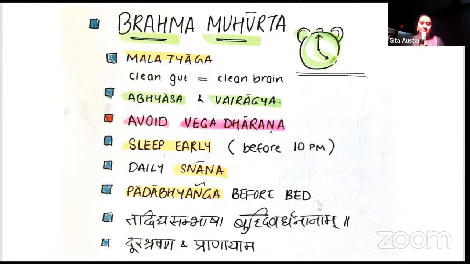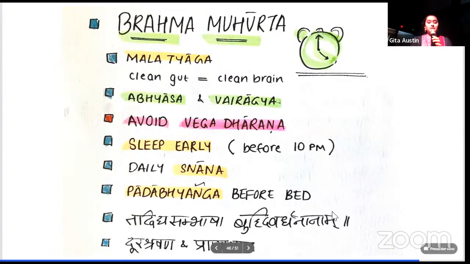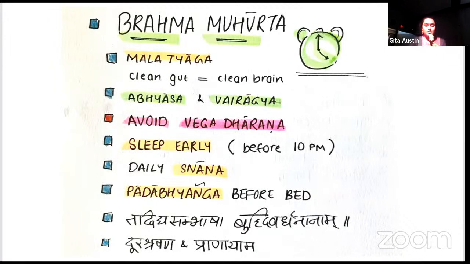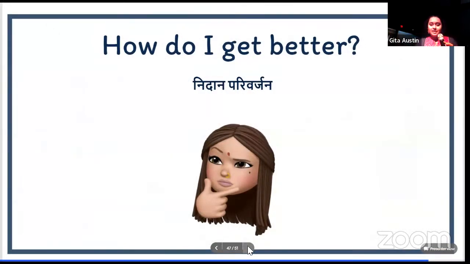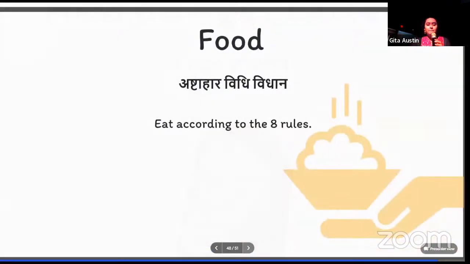or coconut oil. Tadvidya Sambhasha Buddhi Vardhananam. The best way to enhance your cognition is by talking to your peers and discussing the subject, of course. Dura Shravana and Pranayama. These two things, the thing I talked about, hearing far away noises, and doing pranayama, regulating your breath. And how do we get better? These are a few more tips.